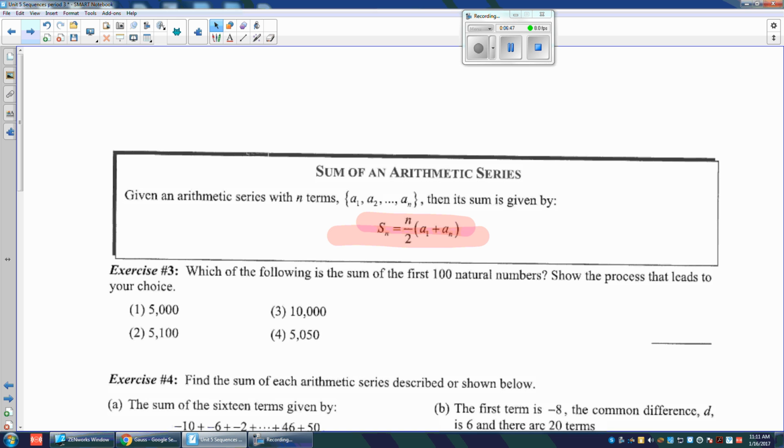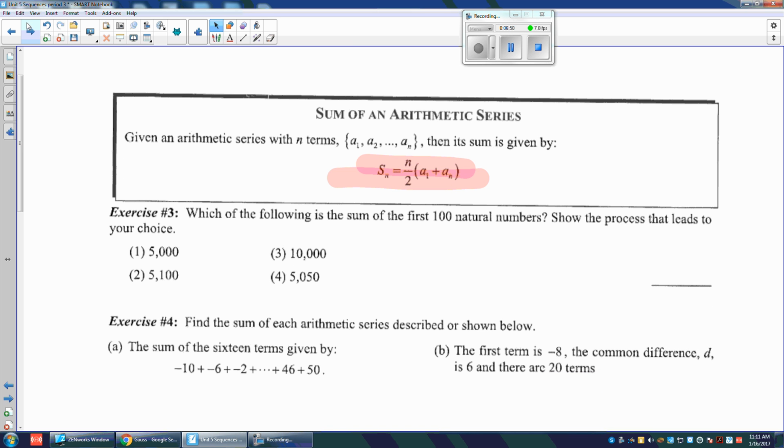Which of the following is the sum of the first 100 natural numbers? Show the process that leads to your choice. Okay, natural numbers. They start at 1 and go up to 100, since it's the first 100 natural numbers. Now, if we would have said the first 100 whole numbers, it would have been from 0 to 99.